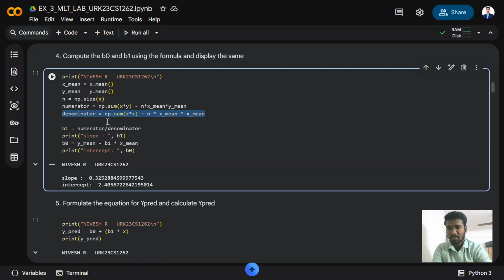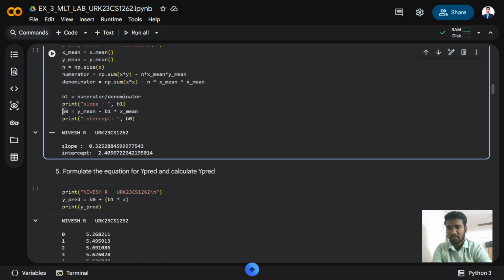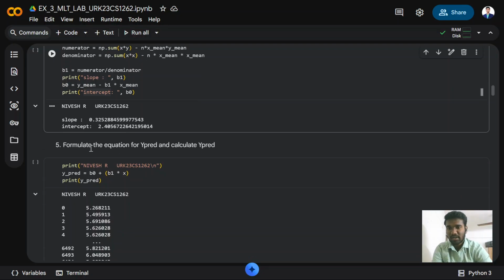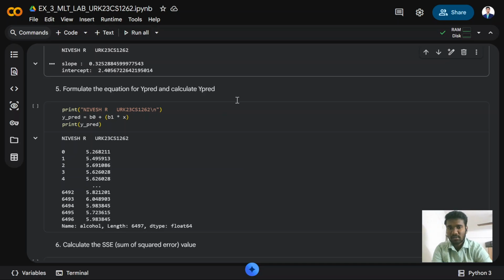Next we are finding B0, that is intercept, y mean minus B1 into x mean. Then we are printing the slope and intercept. Fifth question is calculate predicted values, that is y predicted. In this we calculate predicted values of all x values. This gives the estimated wine quality. Wine quality means the dataset name predicted by the model.